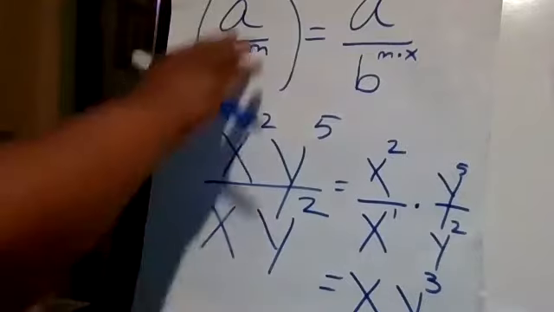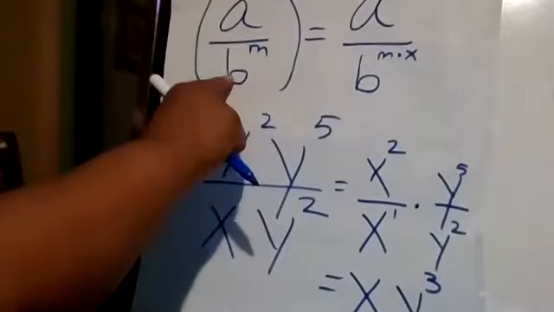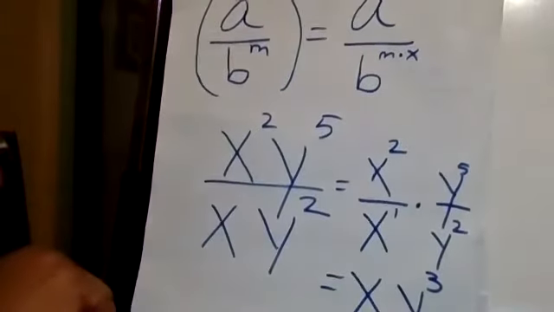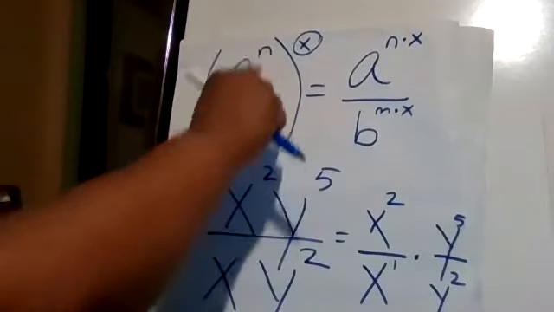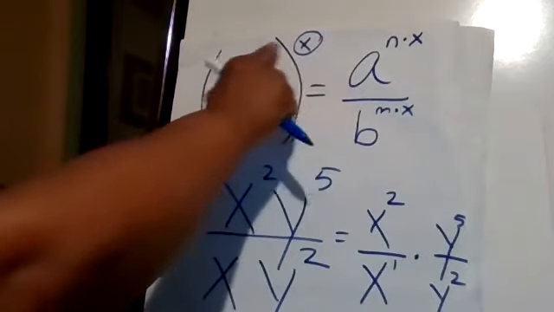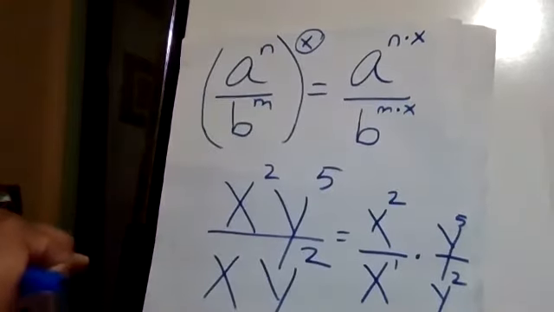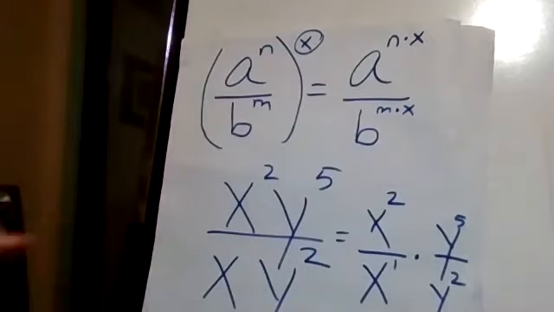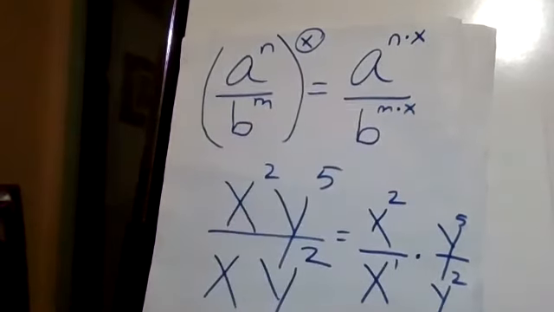Another rule is a quotient raised to a power. And notice the bases are different, and here are the exponents. So what that rule says is that when you have a quotient, that's division, and those two bases have exponents raised to another exponent, you multiply the x times the n and the x times the m, and then you end up with a to the n times x over b raised to the m times x.